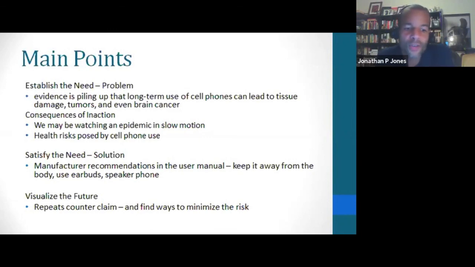Okay, visualize the future. What's it going to be like if we take her advice? Okay, she repeats her counterclaim, and then she finds ways to minimize the risk. So I'm going to address this in counterclaim because she talked about it earlier in the speech, but then she talked about ways to minimize the risk, and I'm going to get to that.